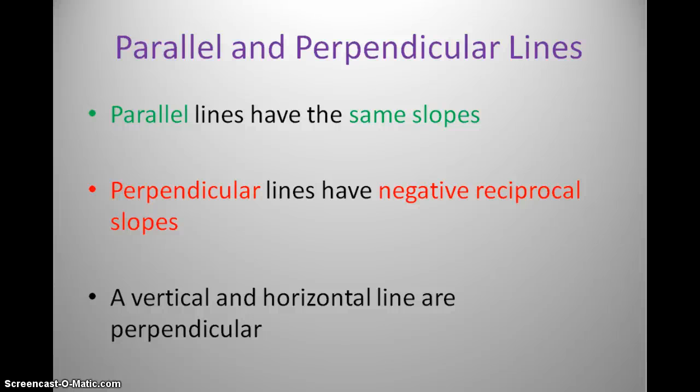And perpendicular lines are special in that their slopes are negative reciprocals, which means that the fraction is flipped upside down and the sign is changed from either positive to negative or negative to positive. Now, another important thing to note is that a vertical and a horizontal line are considered to be perpendicular, which also means that all vertical lines are parallel and all horizontal lines are parallel.